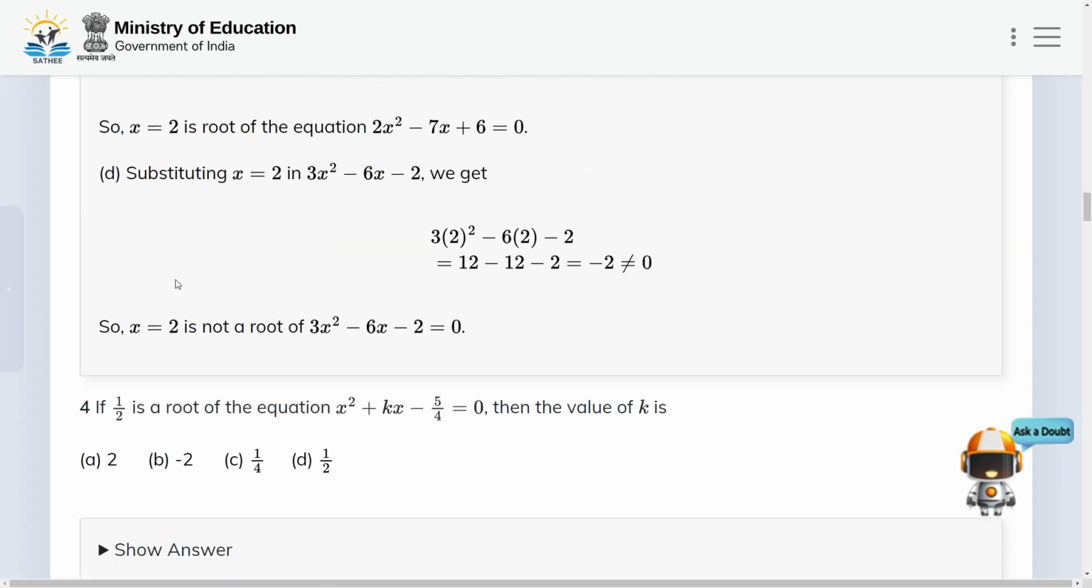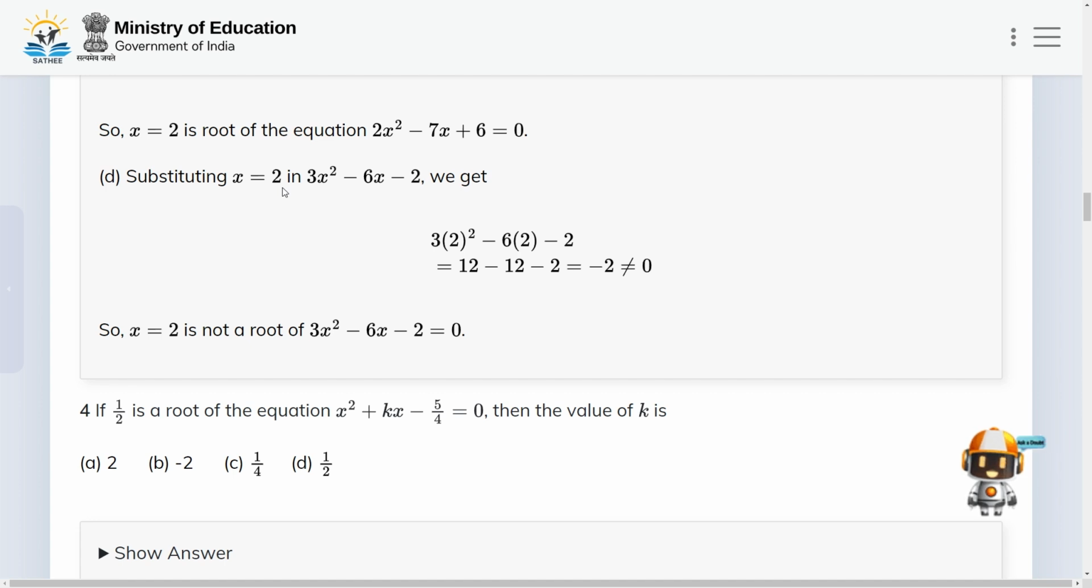So now you can also check option number D. If we substitute x equal to 2 in 3x square minus 6x minus 2, then you will get that is equal to minus 2, and this does not equal 0. Okay, so x is equal to 2 is not a root of 3x square minus 6x minus 2 is equal to 0. Okay, so now let us move to question number 4.